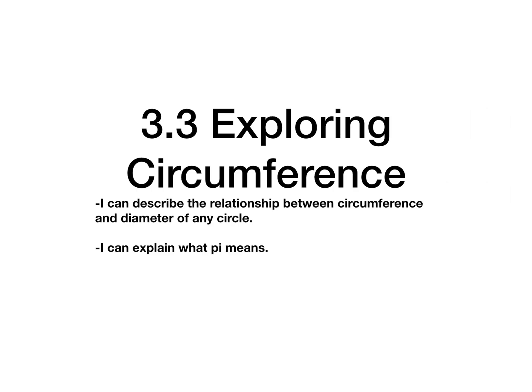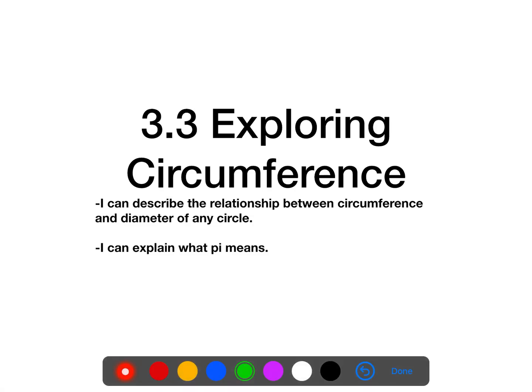And we've got a couple of learning goals. The first is that we describe the relationship between circumference and diameter of any circle. Remember, circumference is that distance around the outside edge of a circle, kind of like perimeter. Diameter is the distance across the circle through that center point. And we're going to be able to explain what pi means.